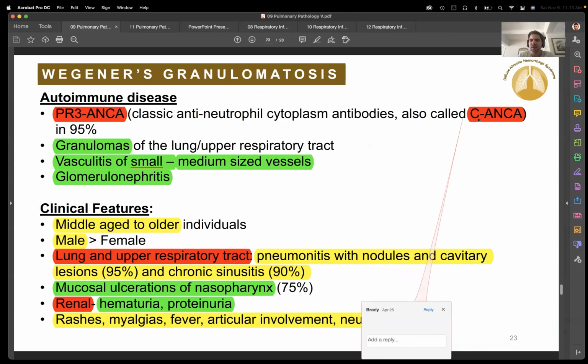Remember, it's C-ANCA. I believe it's the only one that we come across that's C-ANCA. Everything else is P-ANCA. The C-ANCA attaches to this PR3-ANCA as well, but typically when they do testing, they check for the C-ANCA. So that would be Wagner's. It's a glomerulonephritis, and it's a small vessel vasculitis as well. So you could see this in the lung and the upper respiratory tract. Okay, this pneumonitis that forms. And again, the renal system is involved as well.